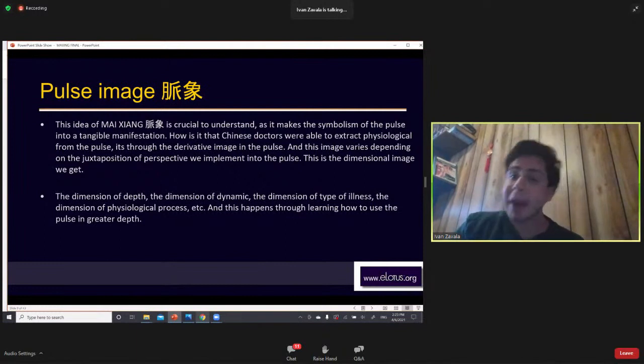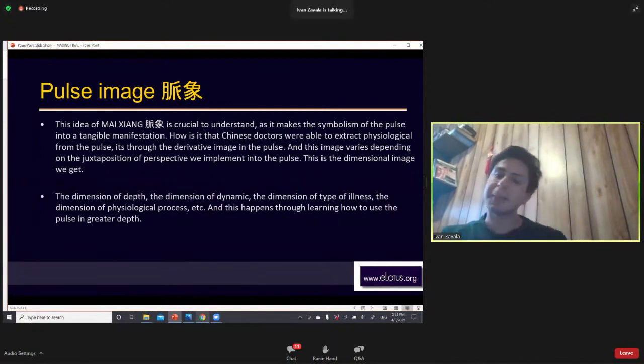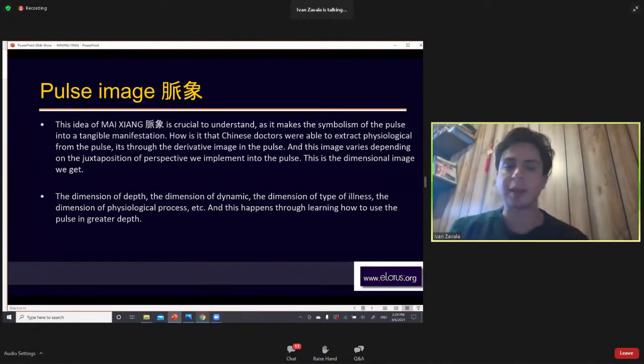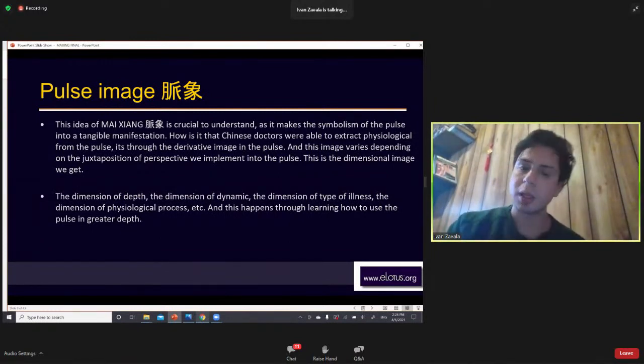And this image varies depending on the juxtaposition or perspective we implement into the pulse. This is the dimensional image we get. So what kind of images do we get? We get the dimension of depth. We get the dimension of dynamic. We get the dimension of type of illness. We get the dimension of physiological process, etc.